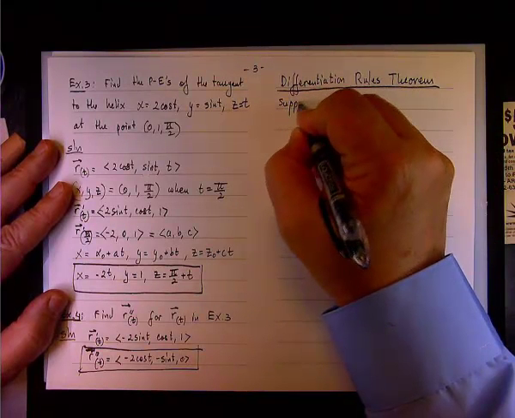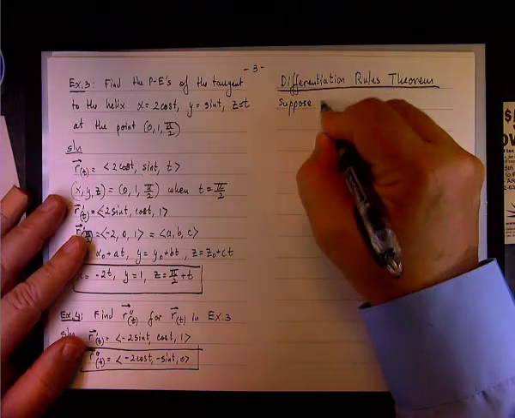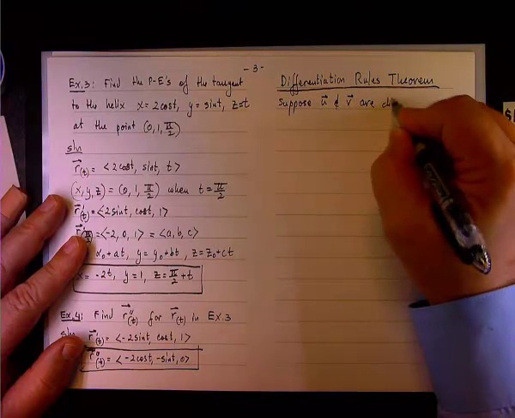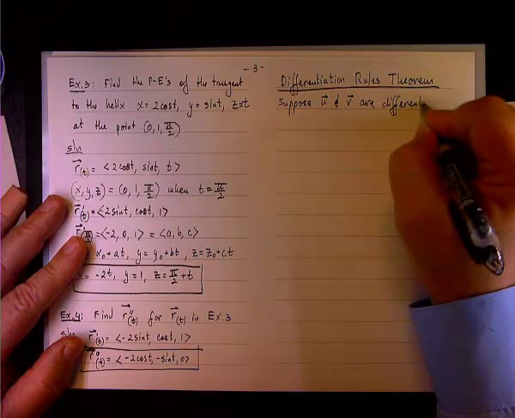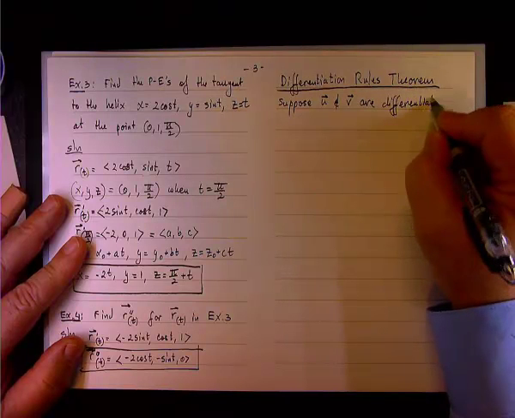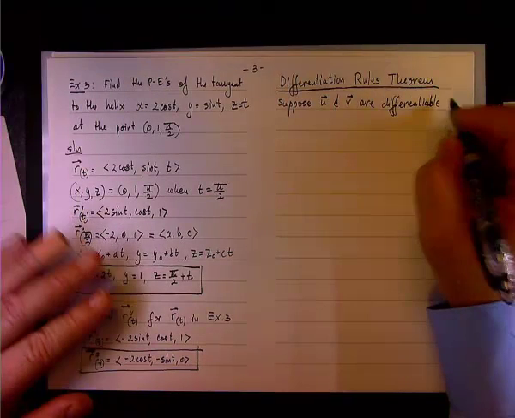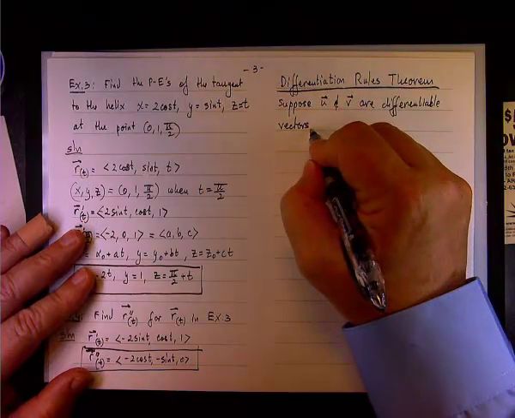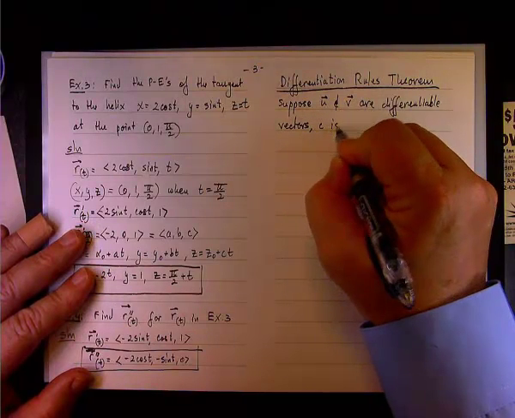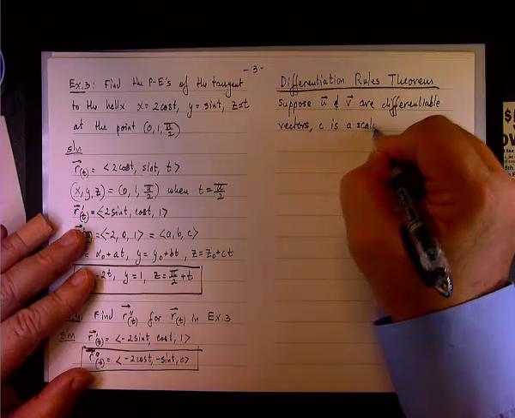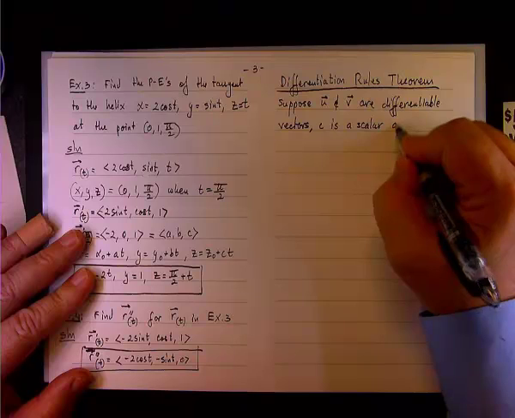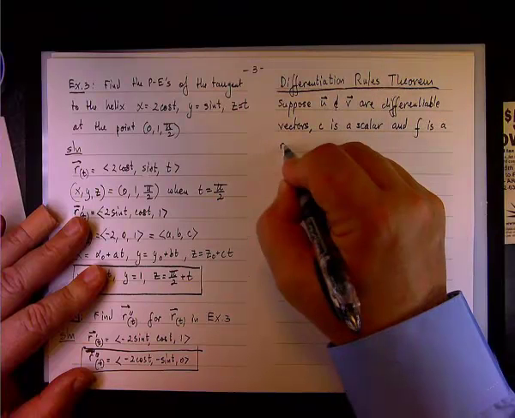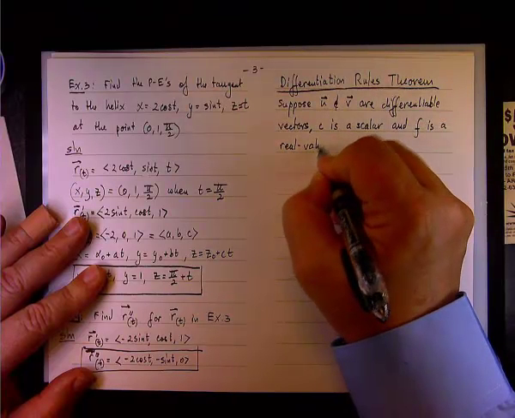If we start with a supposition, we have two vectors that are differentiable. So u and v are differentiable vectors. We have a scalar c, as you can expect, scalar multiplication, and we have a function f that is a real valued function.